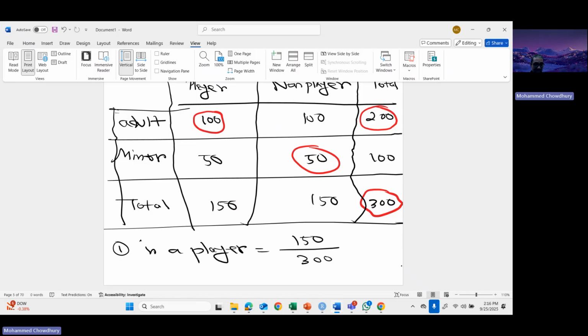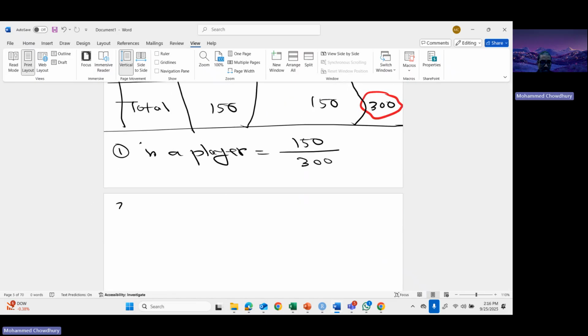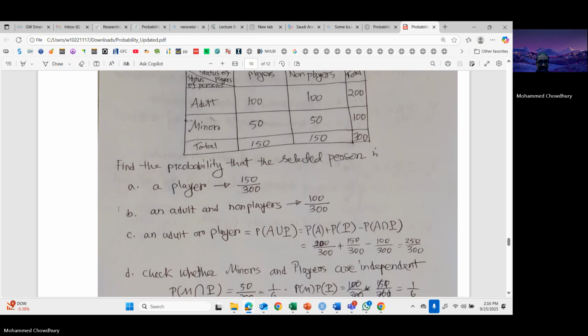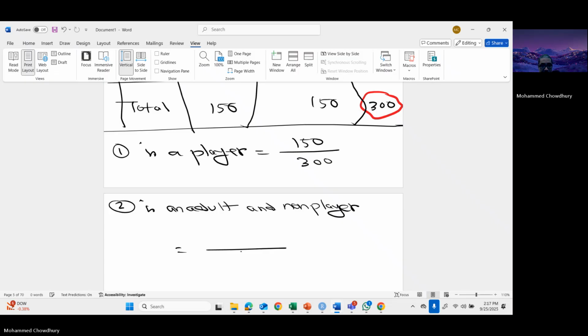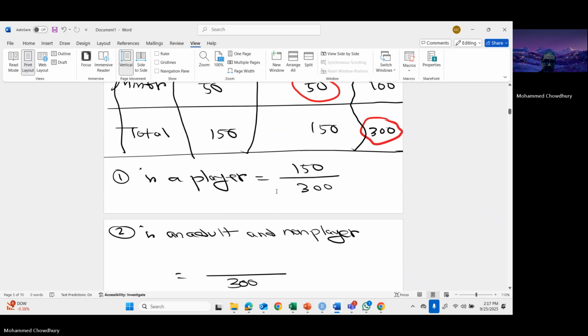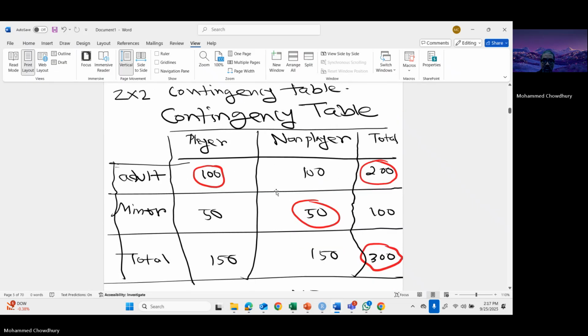So number two, the selected person is an adult and non-player. Adult and non-player is 100.